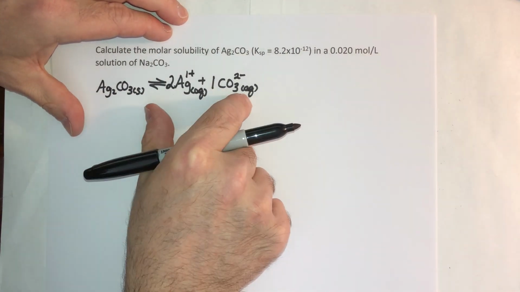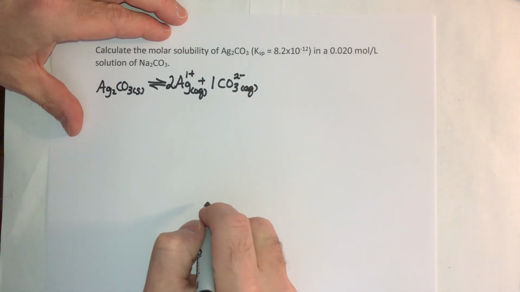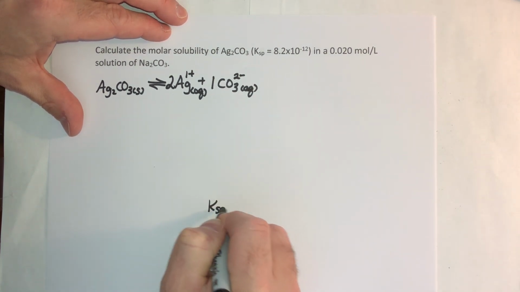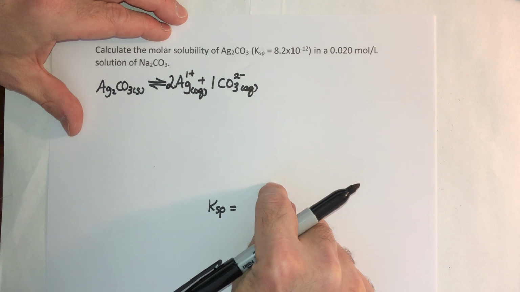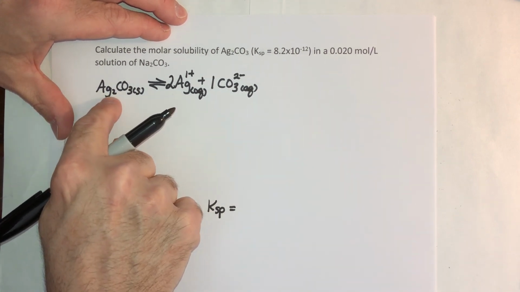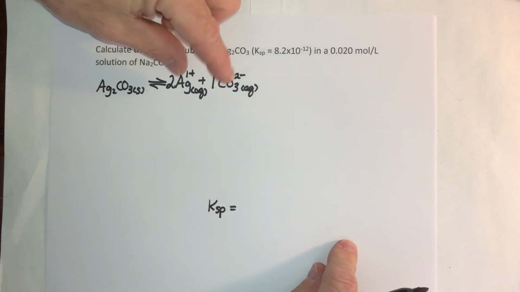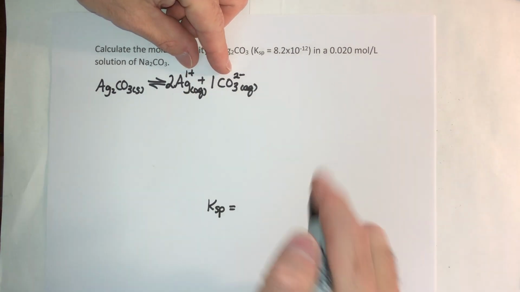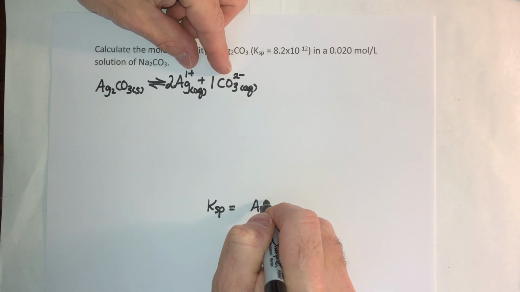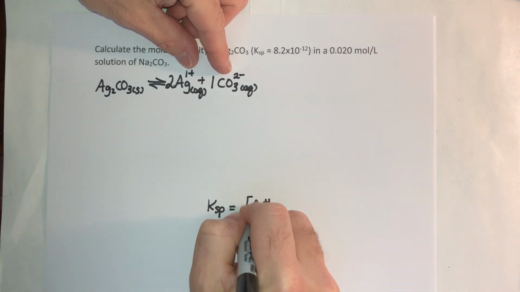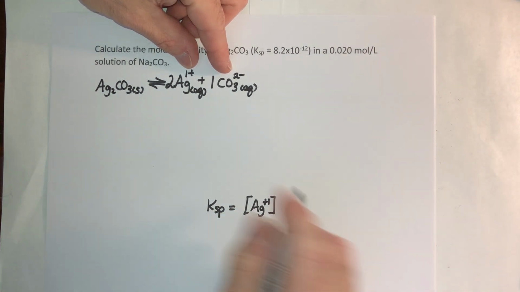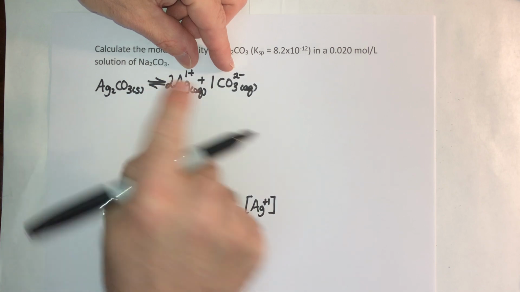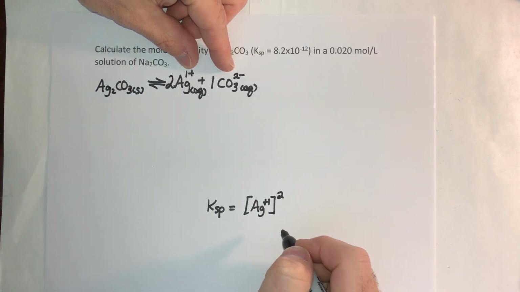Okay. Now, I am going to build an ice table here, so I'm going to skip some space to come down to my KSP. KSP is products over reactants, but my reactant is a solid, so I get to leave it out. So I really am just worried about products. My first product is a silver 1+, square brackets to show concentration, and I use the 2 to balance the equation, so I'm going to put a 2 here.